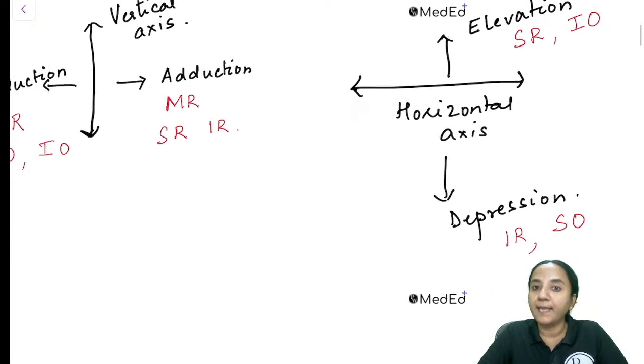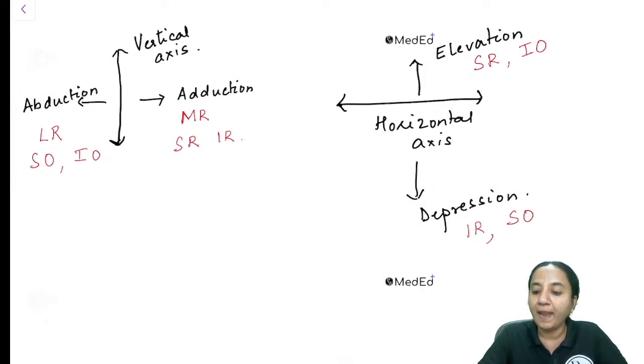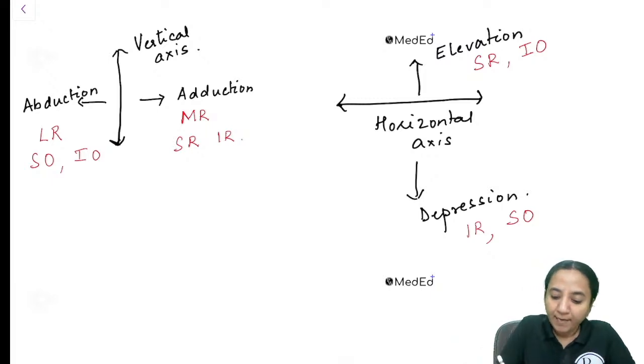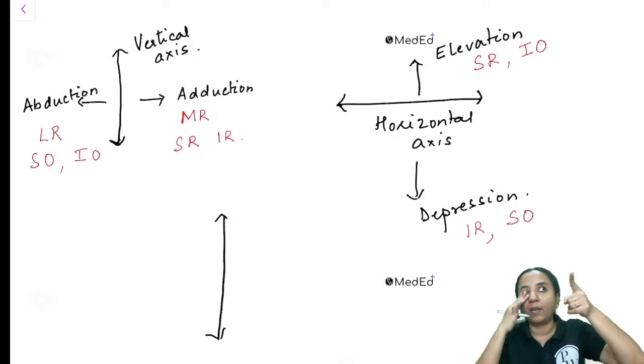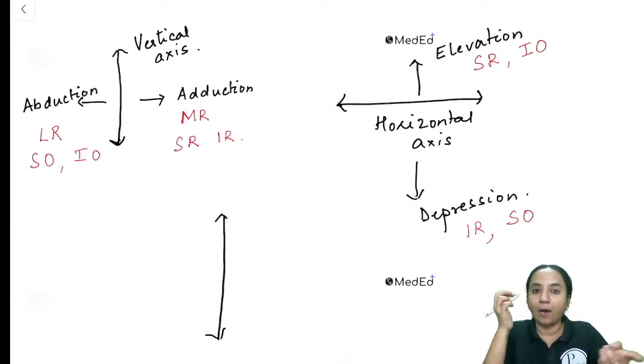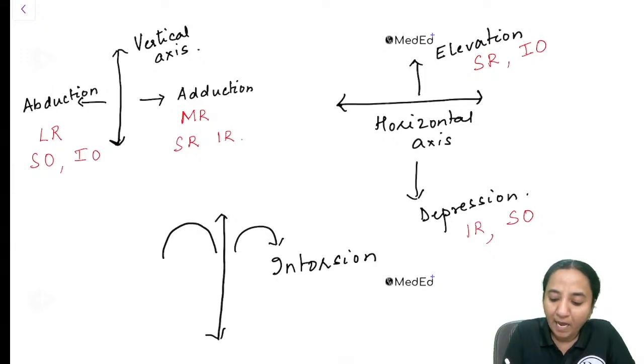So the horizontal axis is done. The third is the antero-posterior axis. Keeping this as the center, the two movements possible are that you can rotate the eye inwards or outwards. If I rotate the eye inwards, that is called intorsion, and if I rotate the eye outwards, it is called extorsion.